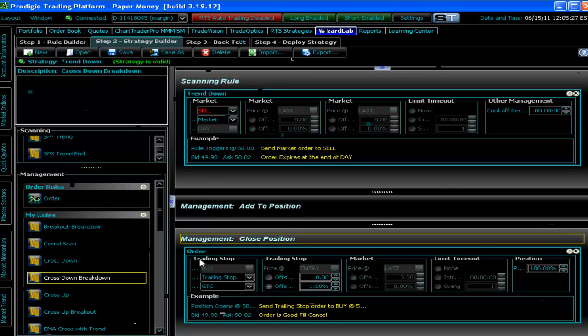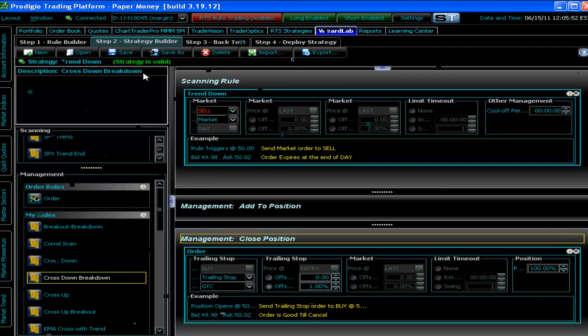Well, inside the strategy I've also got a management order, which is a simple trailing stop order. When it gets in a position, it's going to put a 1% trailing stop, 1% offset trailing stop against the position to protect the position. So this is a strategy in its most basic sense. I have a rule that's going to fire into it, and I have a management order that's going to protect the rule.